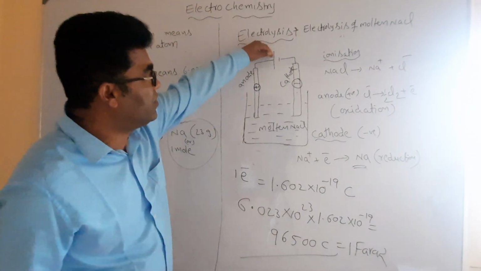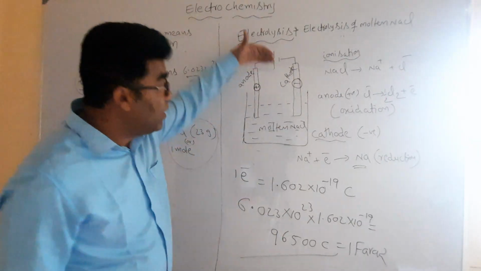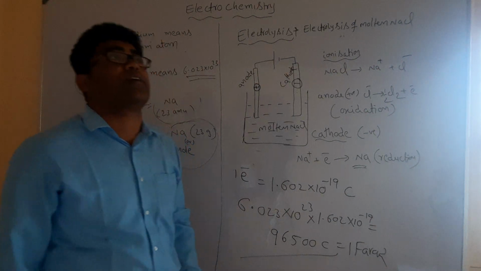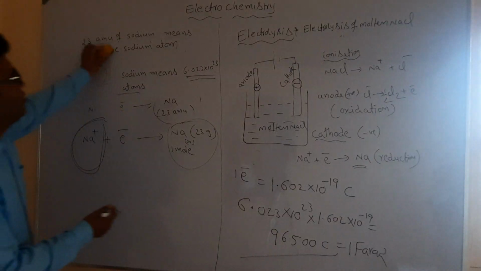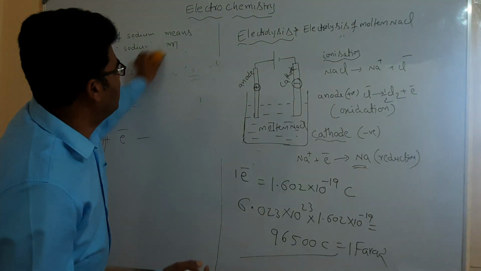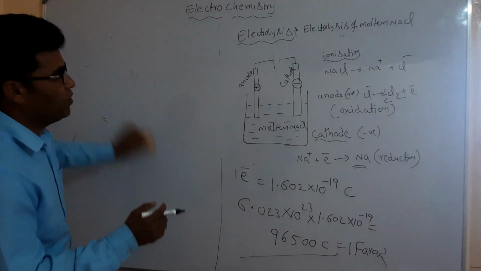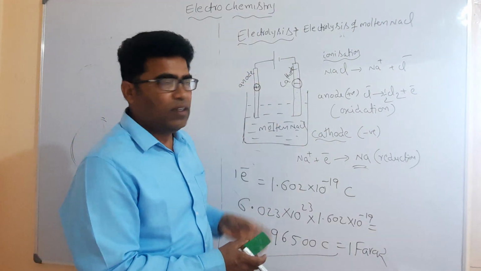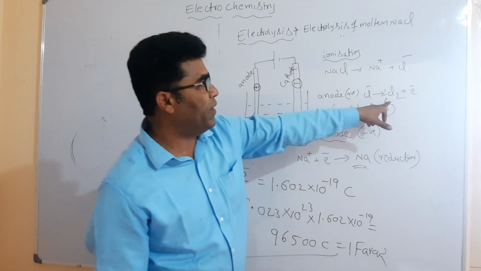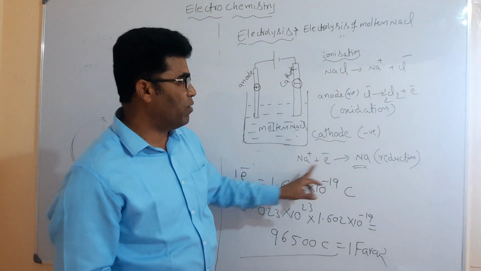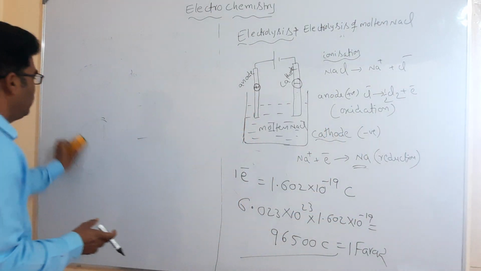So here electricity is passed into this molten NaCl. Now you observe here, we discussed that already. When electricity is passed into this electrolyte, chlorine is liberated at the anode and sodium is deposited at the cathode.